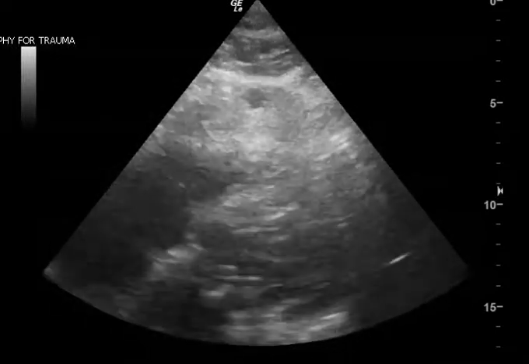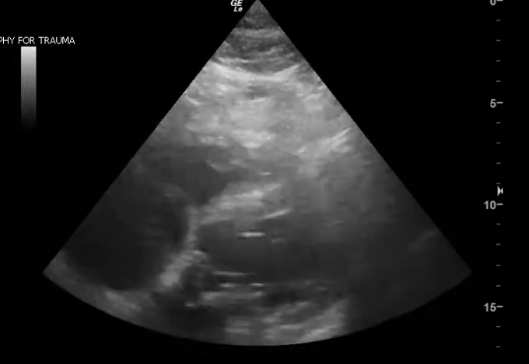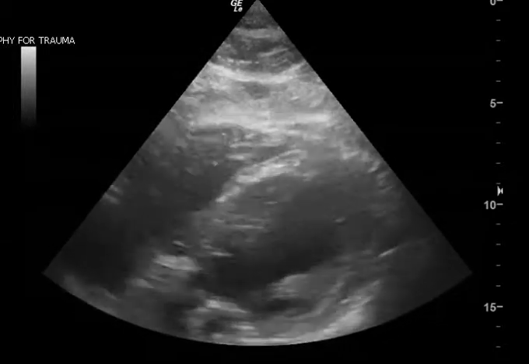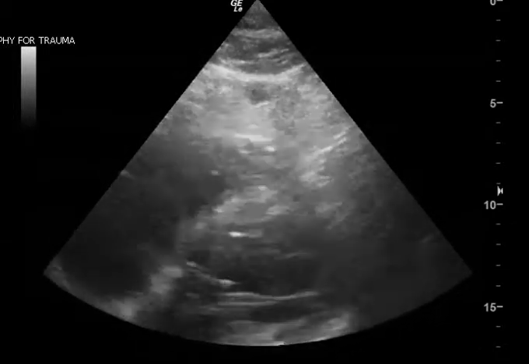I don't think you can safely state that there's a good EF. I don't think you can say that there's RV strain or not, and an effusion. I think you can't comment just based on this one clip.